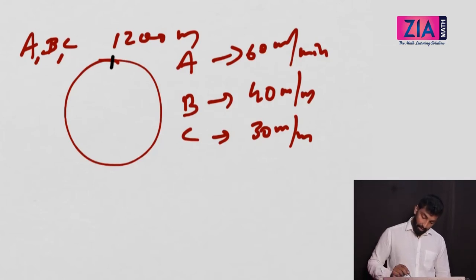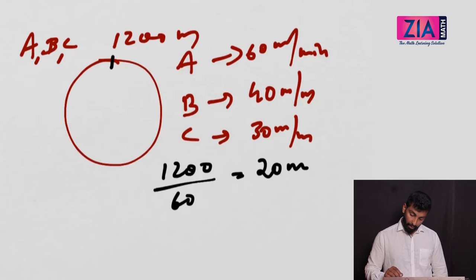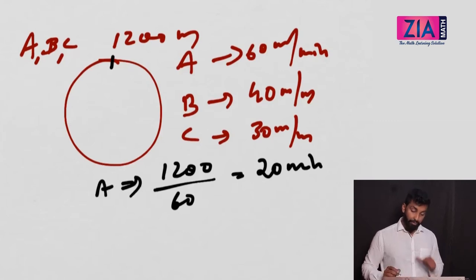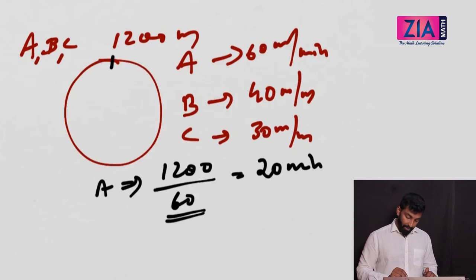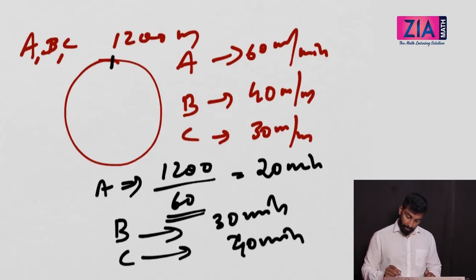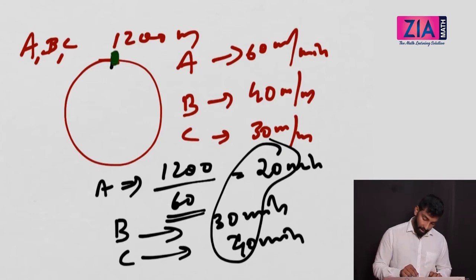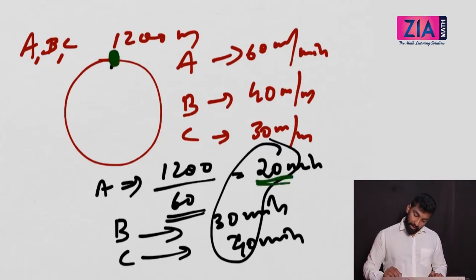See here, how much time will A take to complete a round? A will complete a round in 20 minutes, because 60 meter per minute. B will complete in 30 minutes. C will complete in 40 minutes. So what does this mean? A completing a round means A will reach the starting point. So every 20th minute A will reach the starting point. Every 30th minute B will reach the starting point. Every 40th minute C will reach the starting point.